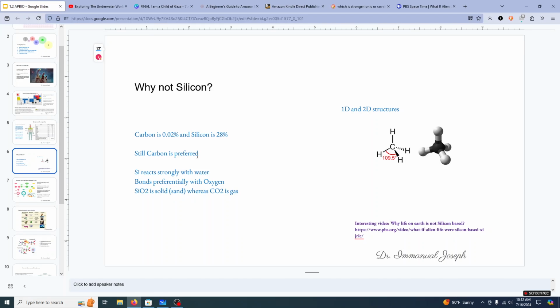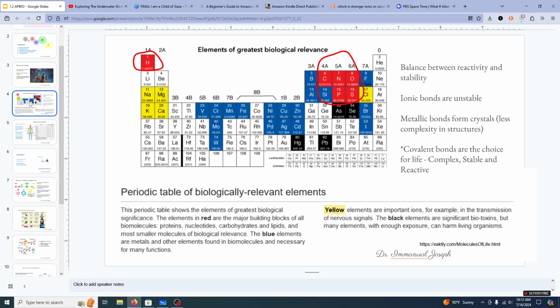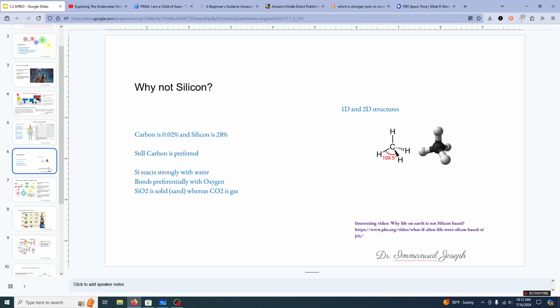So the question then comes up is, why not Si? Why not silicon? It's interesting because silicon is much more predominant in our Earth's crust than carbon. Silicon is 28% of our Earth's crust, and carbon is only 0.02% of our Earth's crust. And still carbon is preferred over silicon for life. Why is that? There are several reasons.